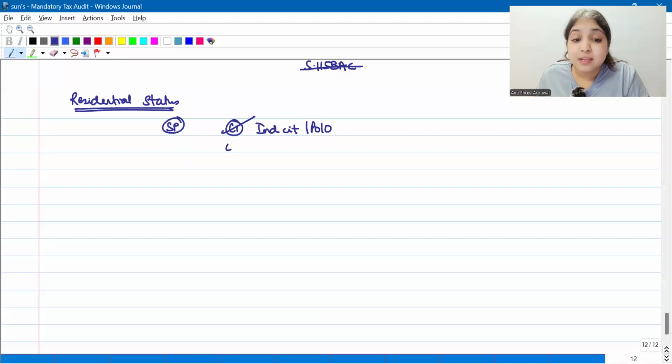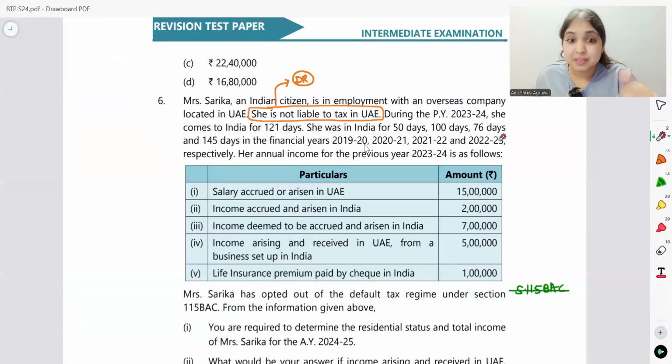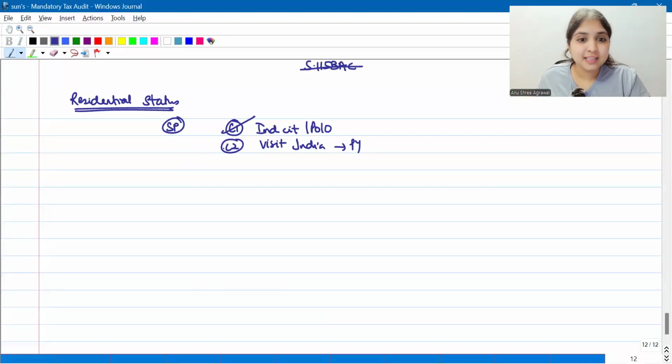Condition one fulfilled. Second condition is that the assessee must have visited India in the previous year. Now, did your assessee visit India in the previous year? Yes. The question says she comes to India for 121 days and then she goes back. So, yes, she did visit India in the previous year.